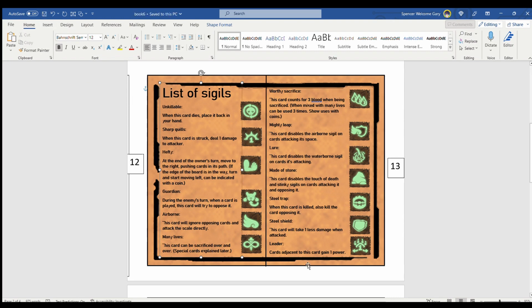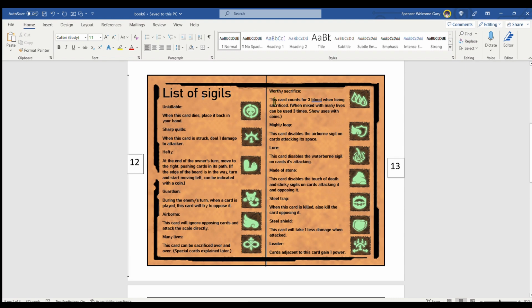Many lives. This card can be sacrificed over and over. Special cards explained later. That's notifying that the Child 13 and the Cat, which are the only cards in the game that have this sigil by default, both have a special effect to do with it. But if you transfer this onto a card that doesn't have any special effects, it would just be infinite sacrifice.